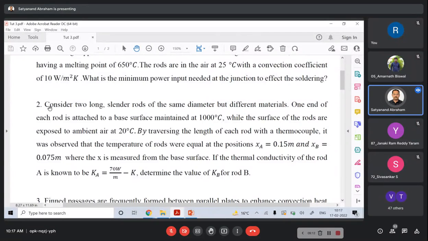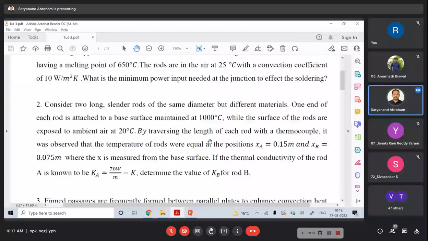Even if it is said too long, somewhere it might be given that the end can be considered as adiabatic. In that case, you have to definitely go with the adiabatic type. If nothing is given and simply long is mentioned, then you can go with the infinite long assumption. One end of each rod is attached to a base surface material at 1000 degrees Celsius, while the surfaces of the rods are exposed to an ambient at 20 degrees Celsius. So two rods at the same base temperature and same condition, but different materials.